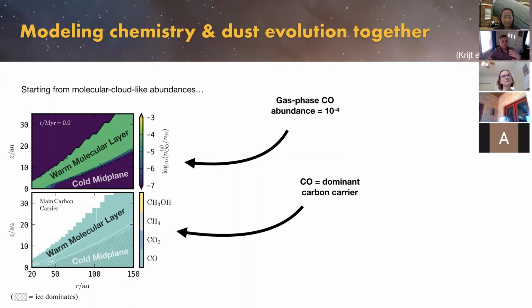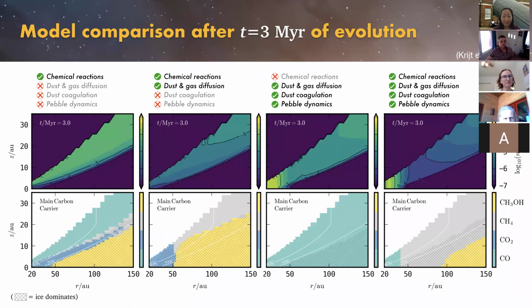I start out with a pretty boring disk with most of the carbon in CO. It's frozen out in the midplane, which gives you this 10 to the minus 4 CO abundance in the molecular layer. And then I run this model for a few million years, and I include different combinations of either just the chemistry, or chemistry and things moving around, or dust coagulation and chemistry, and various mixes of all of these.